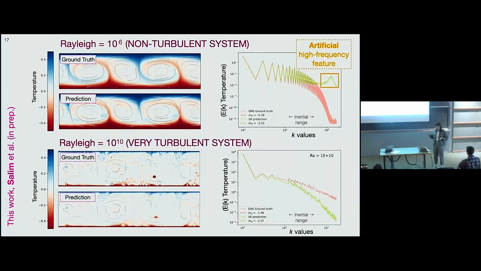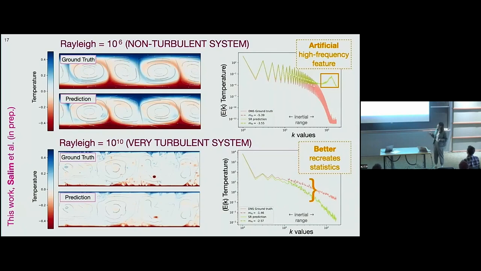However, when we look at the power spectra of the very turbulent systems, we see that the power spectra is better recreated. The statistics of the turbulent systems are better recreated. And the scale of these two plots are not the same, which is why this doesn't look as close together as this one.